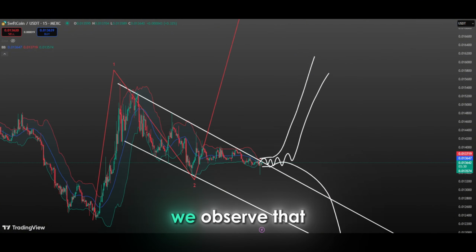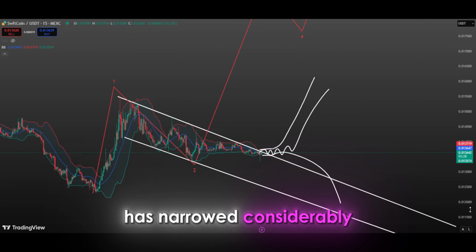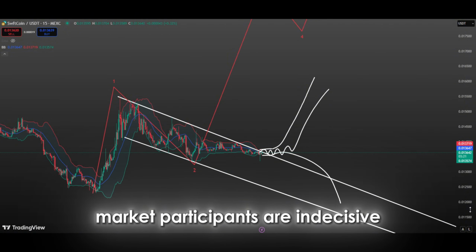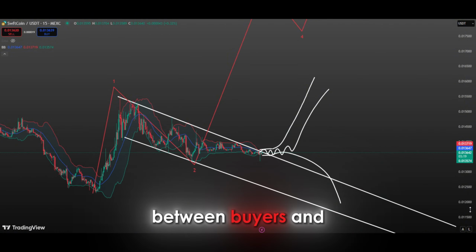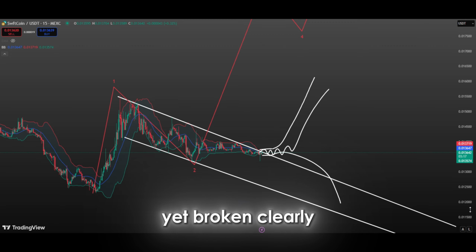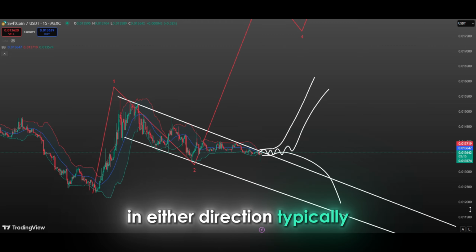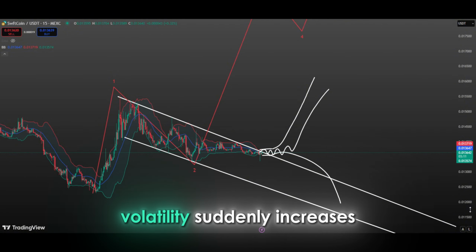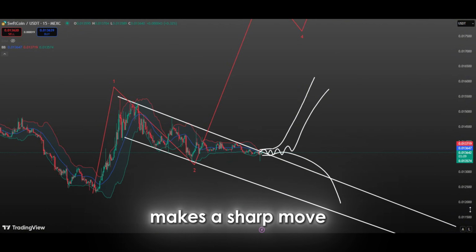Right now, we observe that the distance between the bands has narrowed considerably and the price is moving within this tight range. This suggests that market participants are indecisive and that the balance between buyers and sellers has not yet broken clearly in either direction. Typically, after this kind of compression in the Bollinger Bands, volatility suddenly increases, and the price makes a sharp move either to the upside or downside.